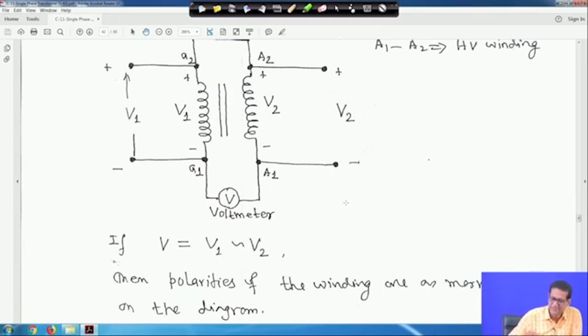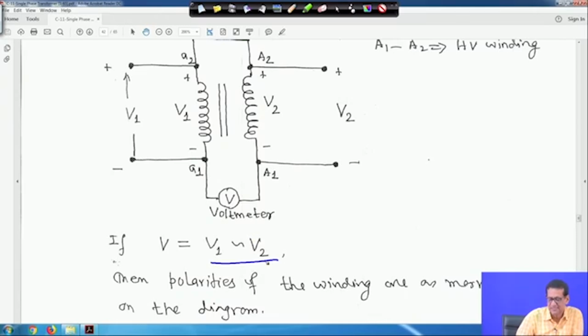Why I have made this symbol: I am giving you a small exercise. That is why I am writing V1 difference V2, the difference operator, like a tilde. It is written like this, and if it is like this, then the polarities of the winding are as marked in the diagram.